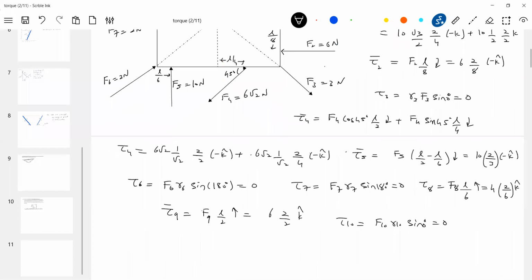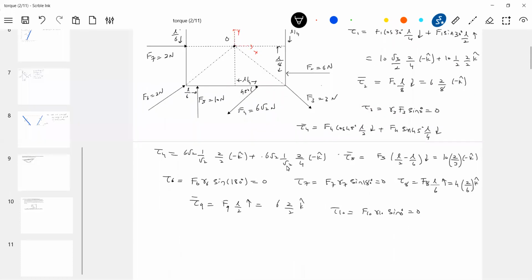Okay, just take the vector sum. I think you'll get everything here. Now what should be the net torque acting on the system? The net torque about O should be equal to tau 1 bar plus the rest.